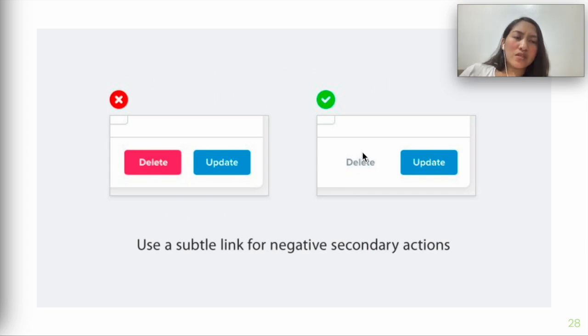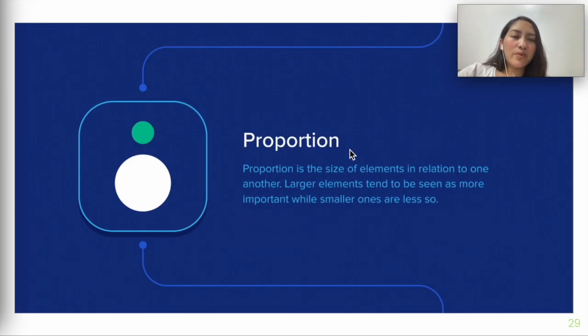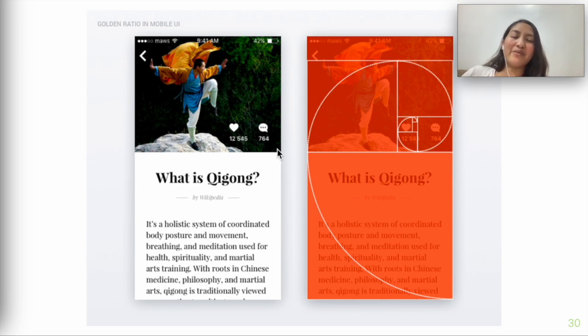You can also notice this in some of the Google applications or Google systems. So next we have the proportion. It is the size of elements in relation to one another. The larger elements tend to be seen, of course, as more important, while smaller ones are less so. So you have here an example where the picture is much bigger than the content or even the buttons here, as well as the title is bigger than that of the content of that specific article. So there, that's proportion.